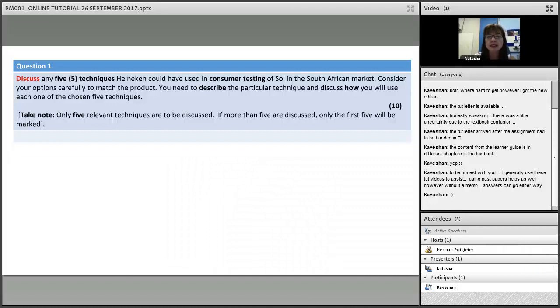You need to describe the particular technique and discuss how you will use each one of them in the chosen 5 techniques. Remember that only 5 relevant techniques are to be discussed. If more than 5 are discussed, only the first 5 will be marked. Now, Kavishan, over to you.